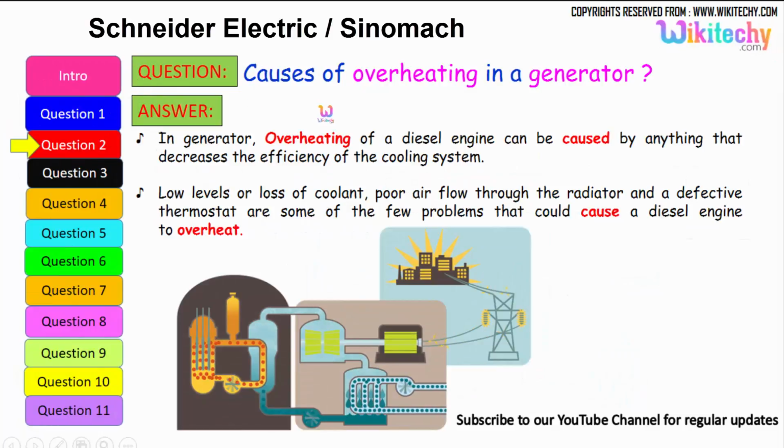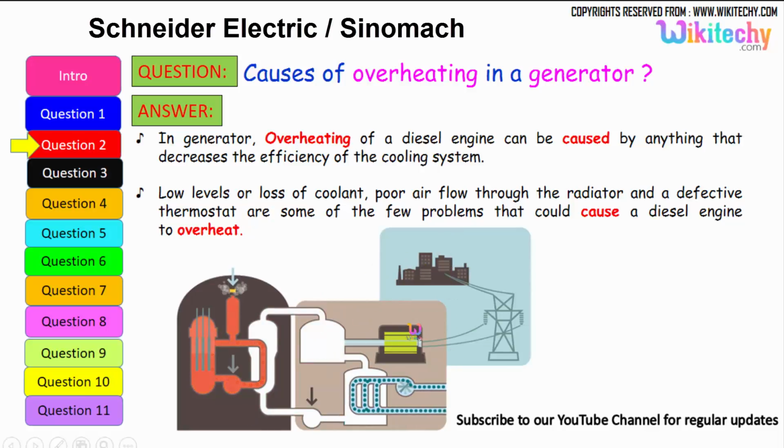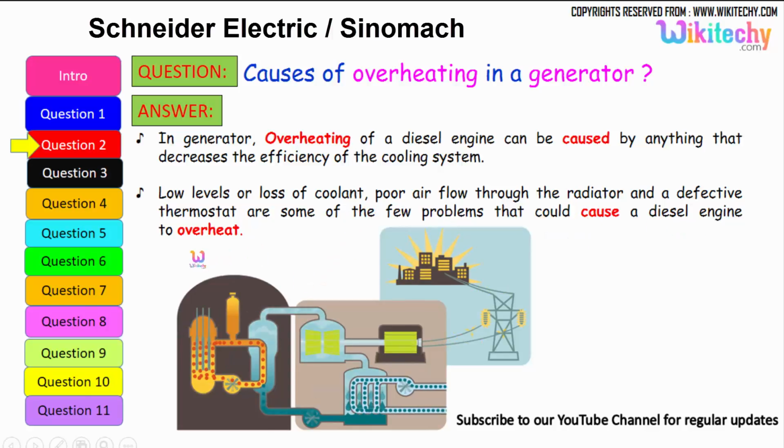Let's move on to the next question, causes of overheating in a generator. In a generator, overheating of a diesel engine can be caused by anything that decreases the efficiency of the cooling system. So it can be due to the loss of coolant or low levels of the coolant, or poor airflow through the radiators, and a defective thermostat, which are some of the few problems that could cause a diesel engine or a generator to overheat.